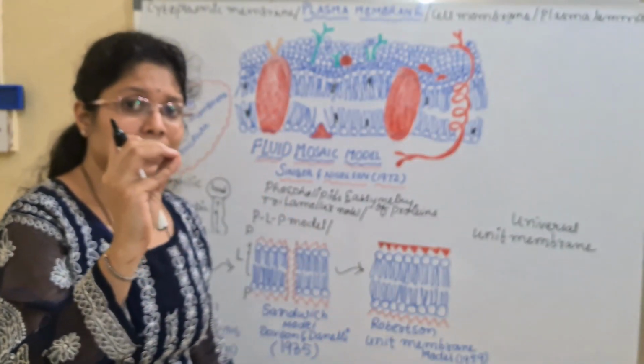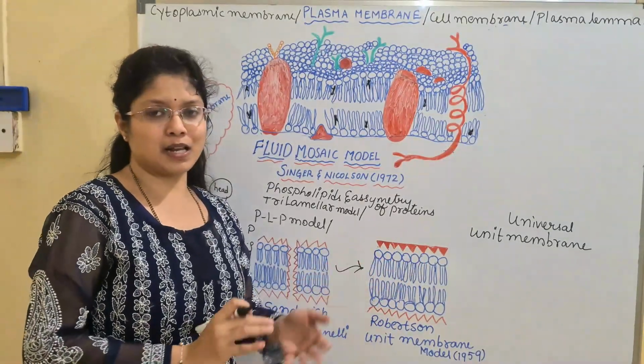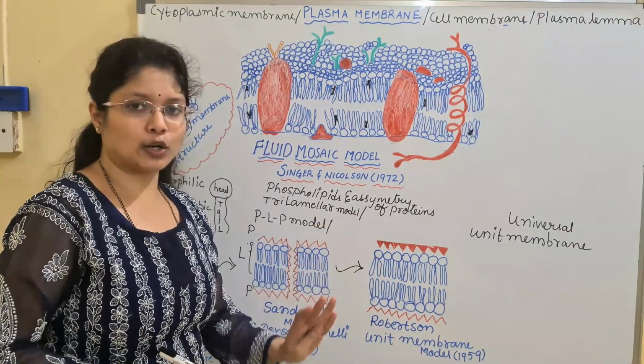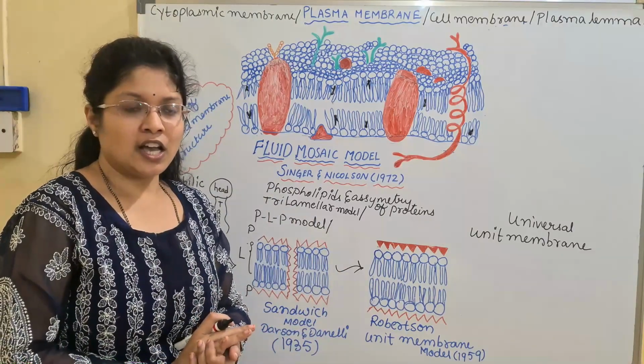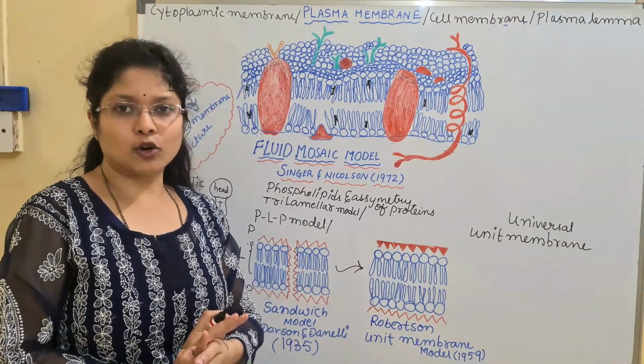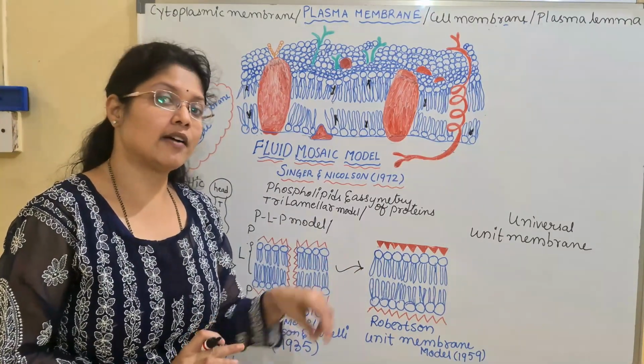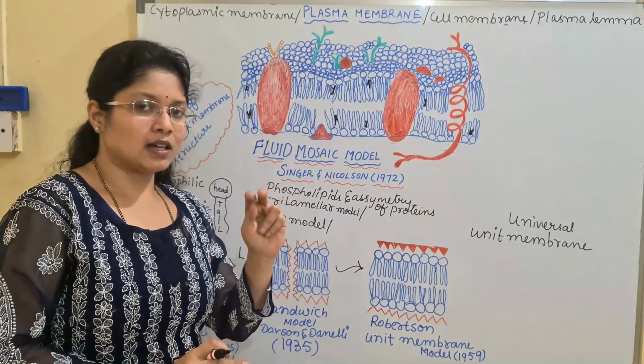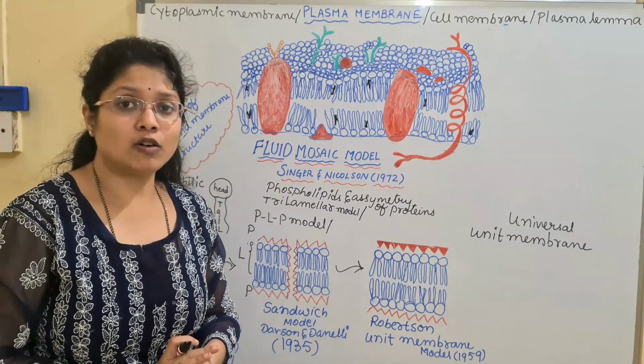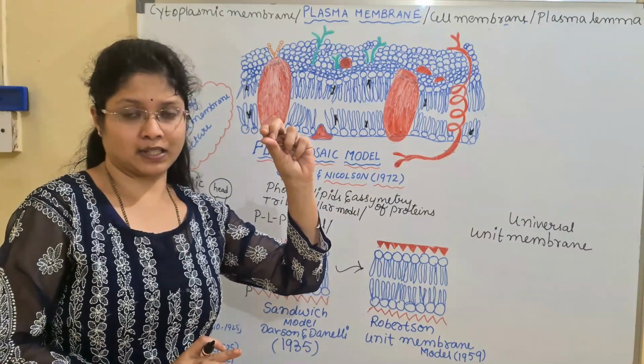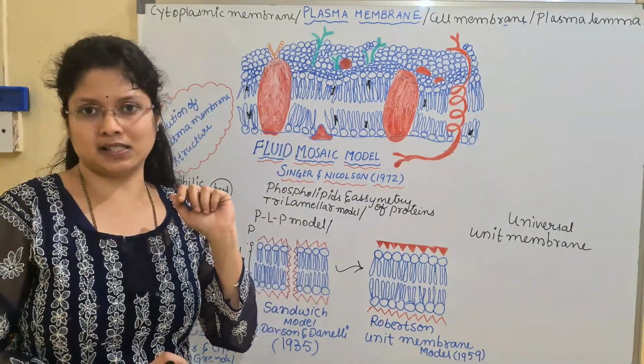Even the organelles will have this plasma membrane. It may be one or two membranes, but the structure will be the same. If you take the case of mitochondria and chloroplast, these organelles have two membranes. The plasma membrane will be of two layers there, but the structure will be the same.